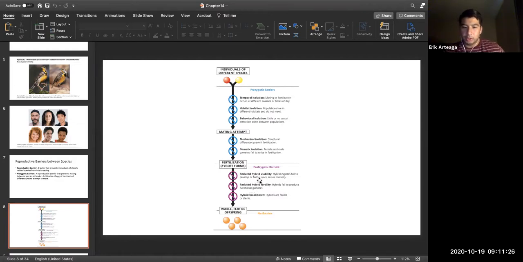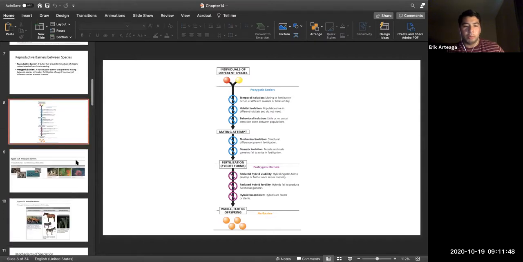Okay, so reduced hybrid viability. Hybrid zygotes fail to develop or fail to reach sexual maturity. Reduced hybrid fertility. Hybrids fail to produce functional gametes. Hybrid breakdown. Hybrids are feeble or sterile, right? So you could have heavy mutations or heavy issues with the genetic recombination.